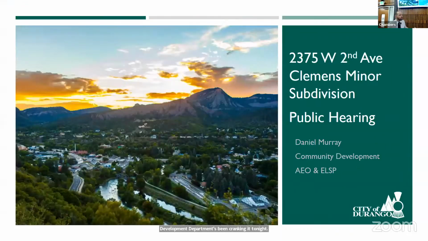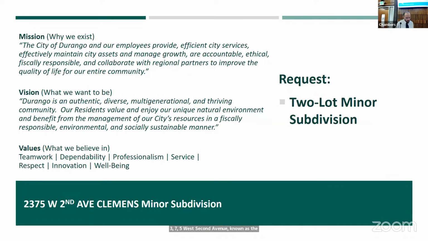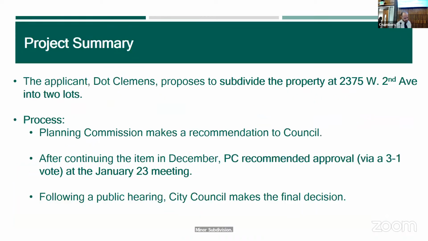Great, thank you. Good evening, Mayor, Council, Daniel Murray, Planner, Community Development. The proposal this evening is a subdivision located at 2375 West Second Avenue, known as the Clements Minor Subdivision. The request is just that, a 2-lot split, and I'll go into a little more detail here. The applicant is present and the proposal is to divide the property into 2 lots.